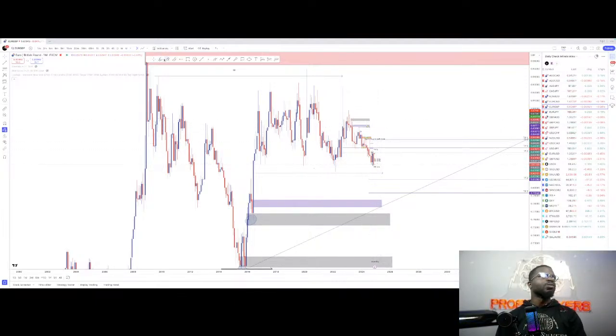Now, using the same principles, price gave us multiple rejections right here at this area. That's letting us know that we have money underneath.